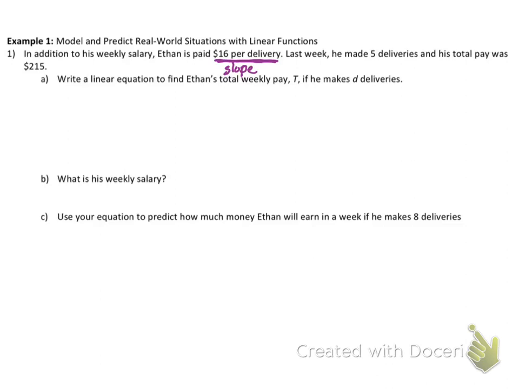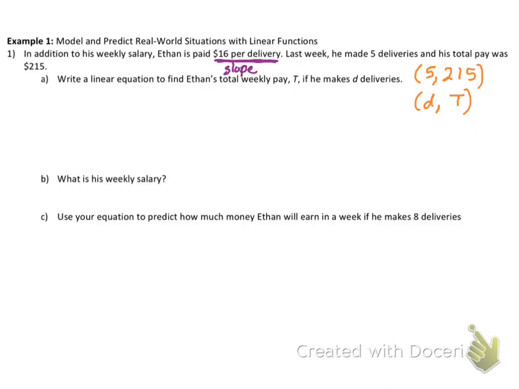That's my slope. And then I see in this next sentence that last week he made 5 deliveries. His total pay was $215. So that's a point. If I plug in 5 deliveries, I'm going to get out $215. So in A, we want to write a linear equation to find Ethan's total weekly pay, which is going to be represented by T, if he makes D deliveries. So the points are going to be in the order D, comma, capital T.